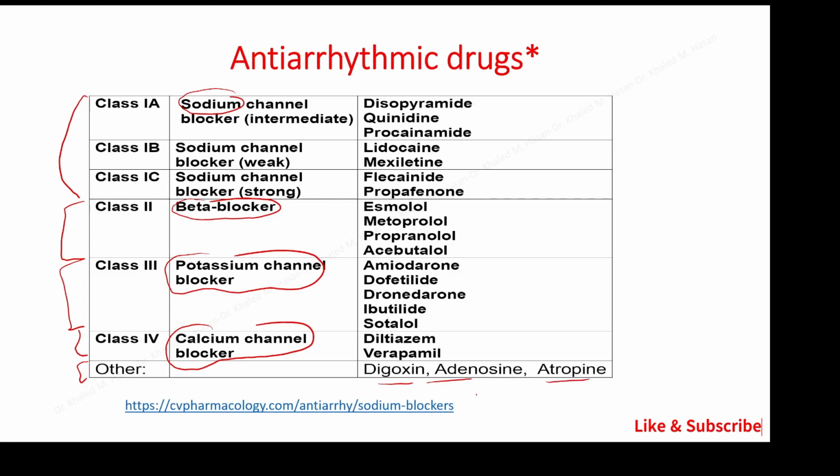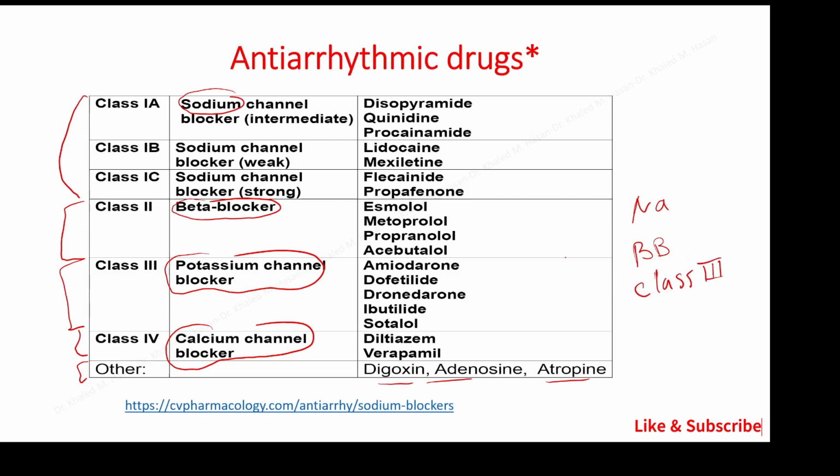Okay, so the question now: which one is related to class 1: sodium channel, beta blocker, potassium channel, or calcium channel blocker? The answer will be sodium channel blocker. Which one belongs to class 2? It will be beta blocker. Which class includes potassium channel blockers? It's class 3. Okay, we need to be familiar with this category of medication.